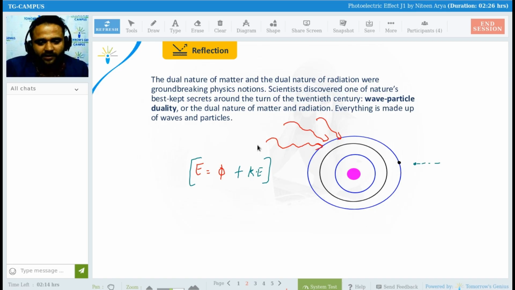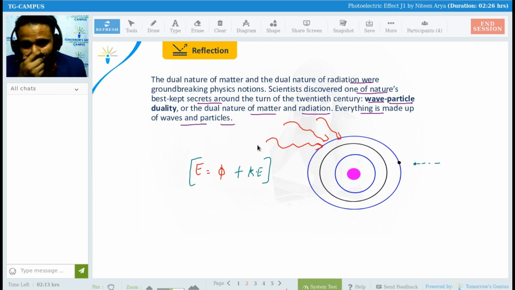Okay, so let's see the photoelectric effect, or in reflection, the dual nature of matter and the dual nature of radiation. These were groundbreaking physics notions. Scientists discovered one of nature's best kept secrets around the turn of the 20th century. We find the wave-particle duality. What does this mean? A light ray, or any charged particle, is behaving as a wave as well as a particle. That is the dual nature of matter or radiation. Matter is basically matter, and radiation is basically light or intensity of light. So everything is made up of waves and particles.